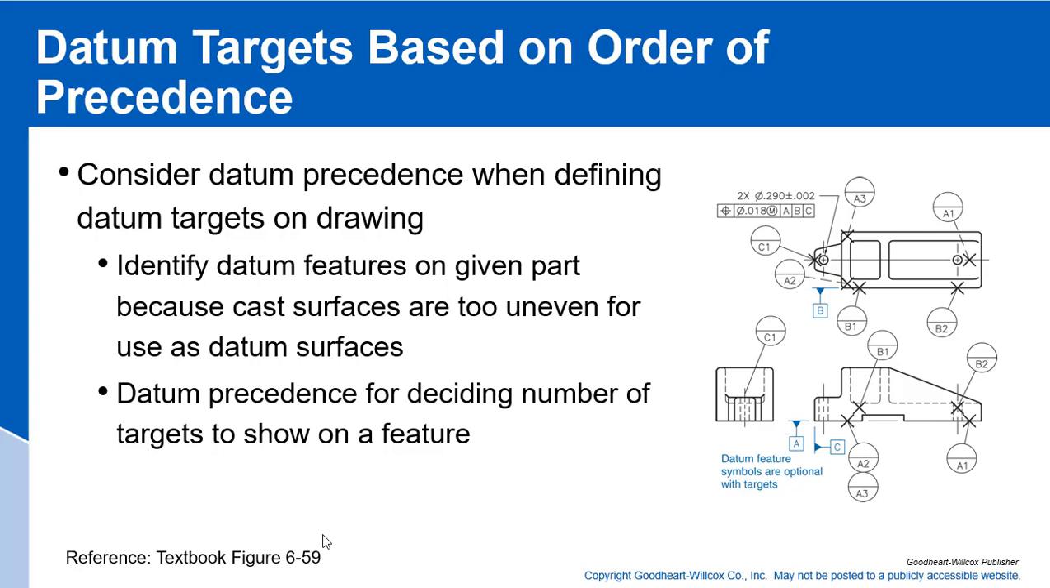Identify datum features on a given part because cast surfaces are too uneven for use as datum. So we use these datum target points a lot on cast parts, because of parting lines and irregular surfaces and stuff like that. What we have to do is have the machining features internal to these cast parts be in the proper orientation. So we set up target points on the outside surfaces of the cast parts. And this is kind of like how we would do that with datum targets.